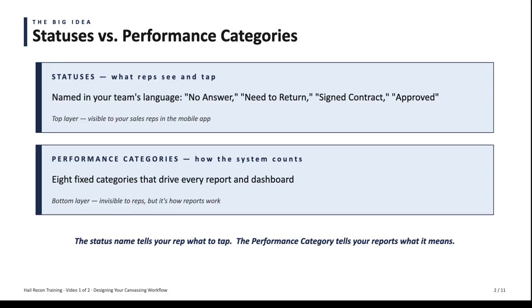As an admin, you're configuring two layers that work together. The top layer is what your reps see in the mobile app, the list of statuses they tap. You name these in your team's language. The bottom layer is invisible to your reps, performance categories. There are 8 of them. They're fixed, and they're how the system counts every action a rep takes. Your job is to map each status you create to the right performance category. The status name is for your reps. The performance category is for your reports.